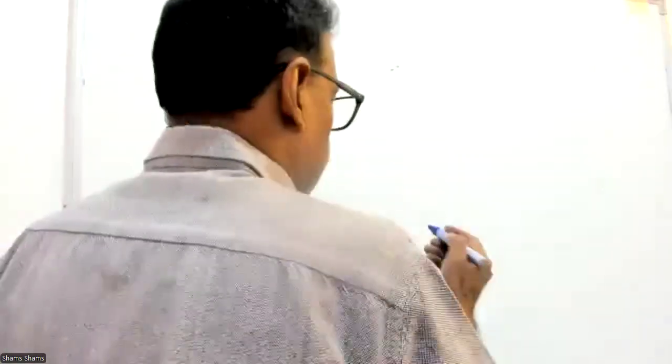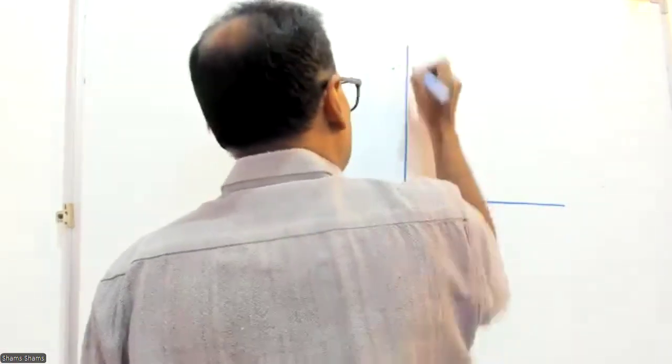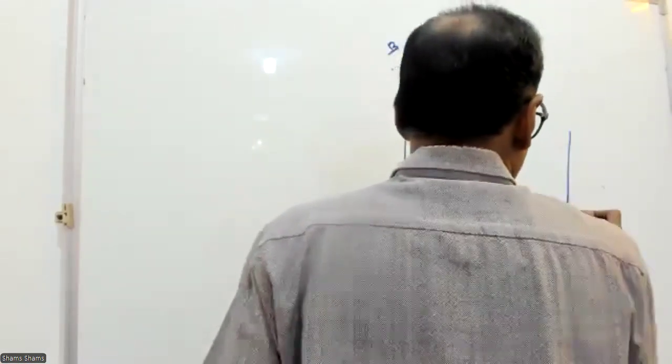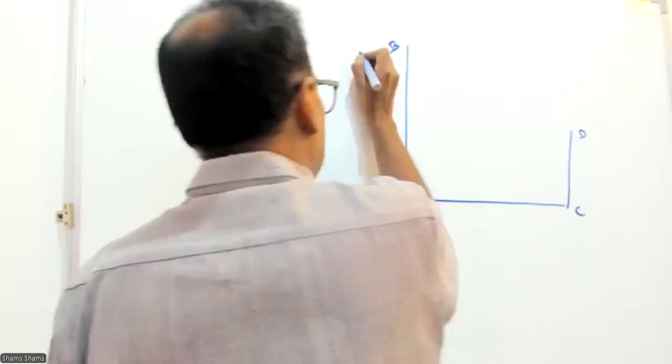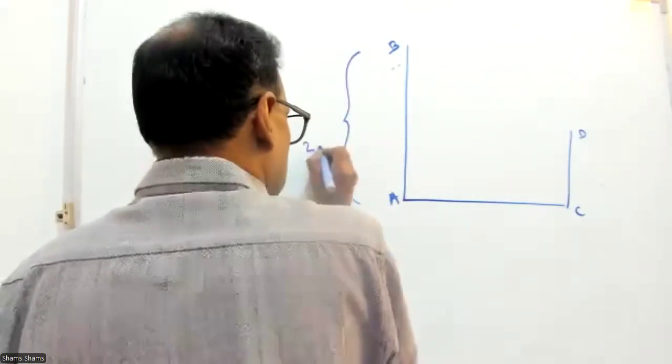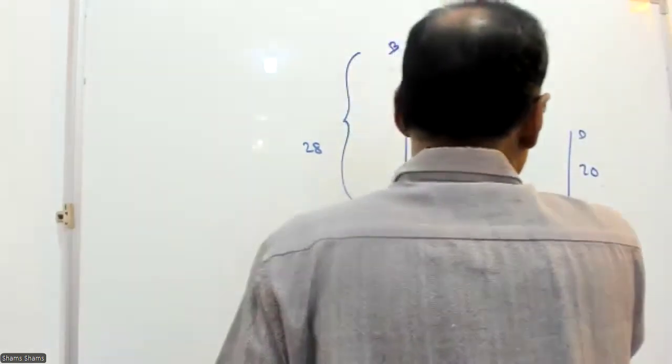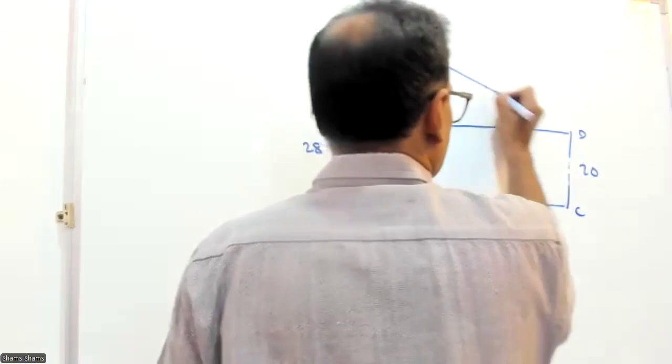The tops of two poles, here is the figure. One pole is AB, 28 meter. The second pole is CD, 20 meter. This is 28, this one 20, inclined with a wire. So this is the figure.